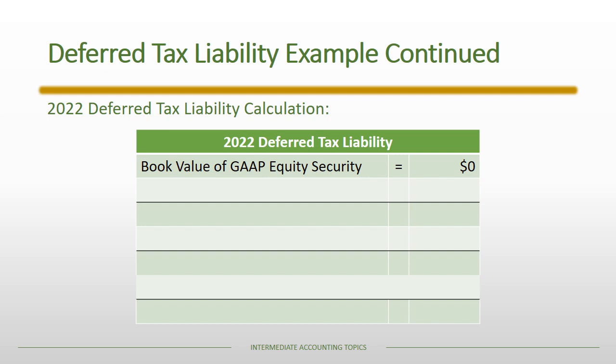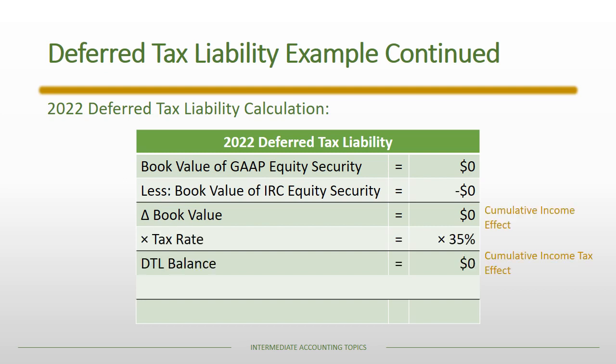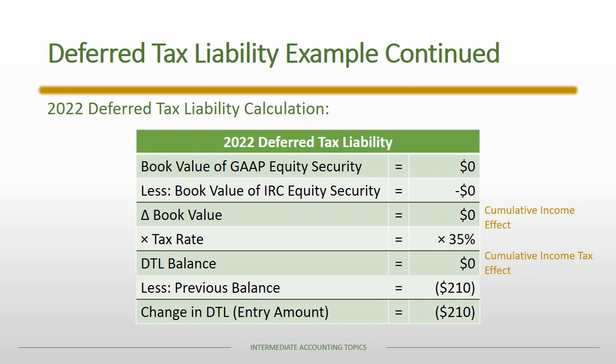Sort of the same step as we've been doing before, but now of course the equity security has been sold, and so on December 31st there is no balance in the GAAP equity security account. There's also no balance under the Internal Revenue Code, which means there's no difference in book value. So it must be the case then, if there's no difference in book value, that there is no cumulative income effect. If there's no cumulative income effect, there's no cumulative income tax effect. However, there was a previous balance of $210, which means there was a change to our deferred tax liability in 2022. It was a decrease of $210, and this would be the current year income tax effect from our treatment of the equity security.